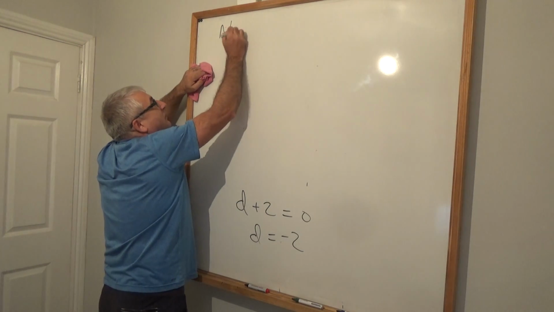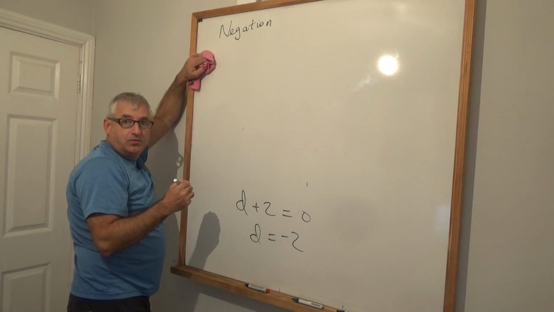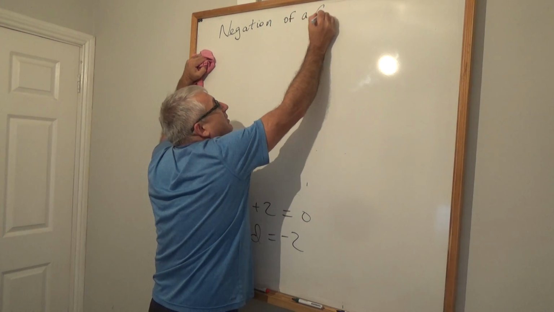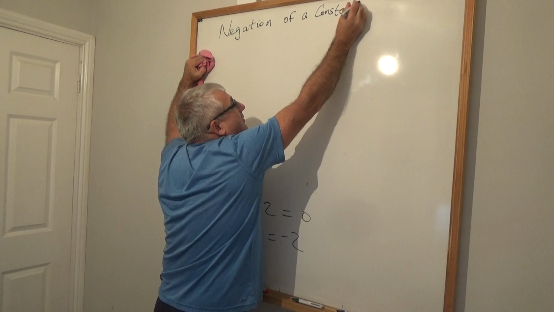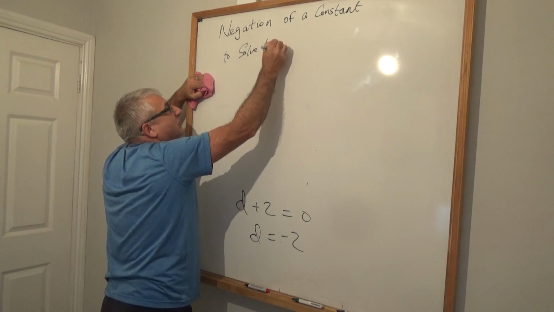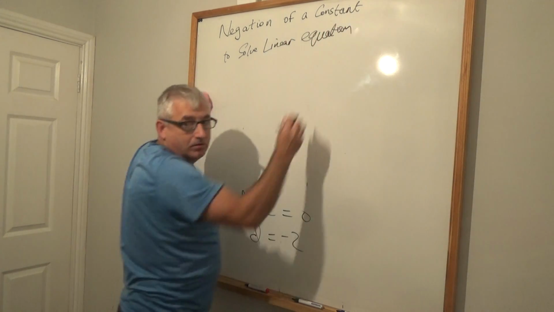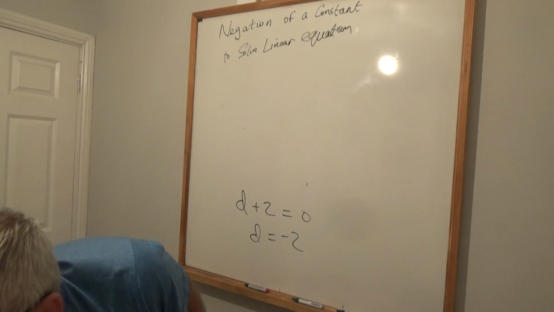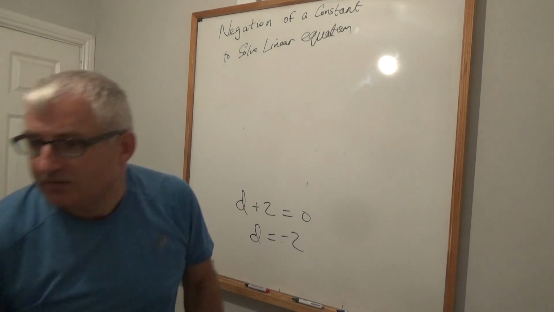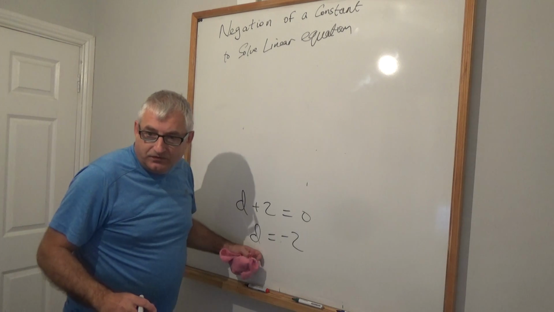So if we wanted a fancy maths expression for what we're doing: negation of a constant to solve a linear equation. Oh, my computer's gone to sleep. Oh, this isn't good. So we got down as far as d.